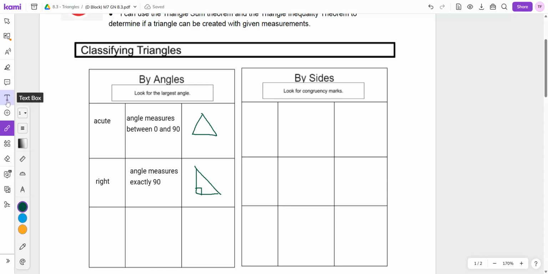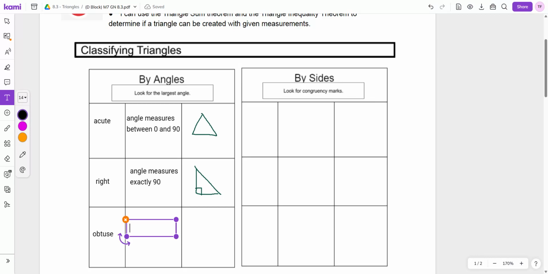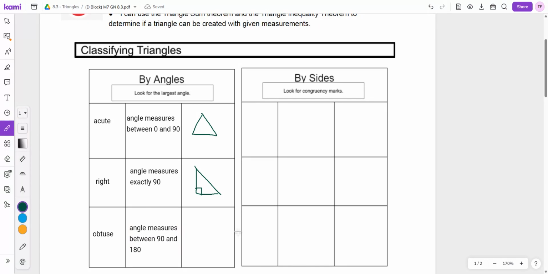All right, and then the last type of triangle classification by angles is the obtuse. So if you look at the largest angle and you see that it is obtuse, in other words, it measures between 90 and 180, then you got an obtuse triangle. So angle measures between 90 and 180. It's going to look something similar to this. So it's really opened up wide.